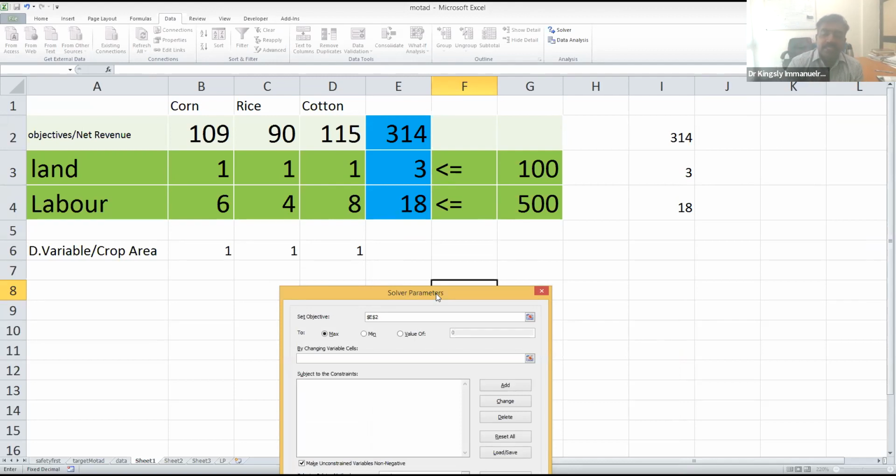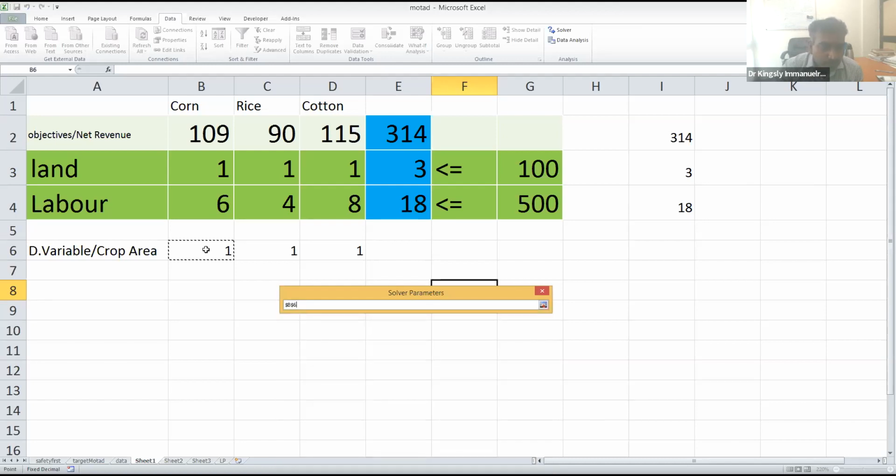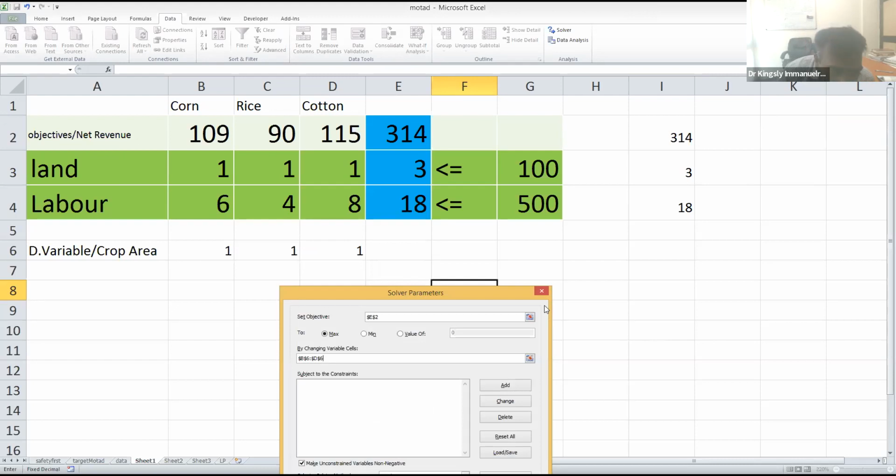But it is a systemic way that if you show it, it will take care of all things. So what we'll do, we will indicate the 3 cells, from B6 to D6. So that is my changing variable cell, nothing but my decision variable. In linear programming language, it is a decision variable. In Excel Solver language, it is called variable cell.